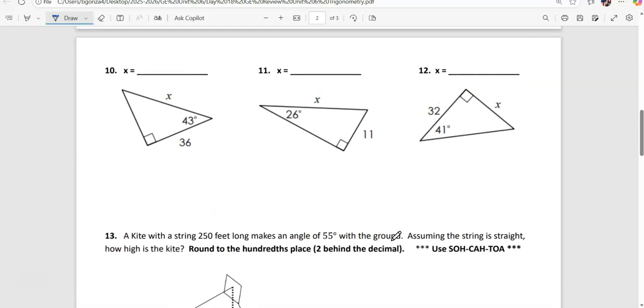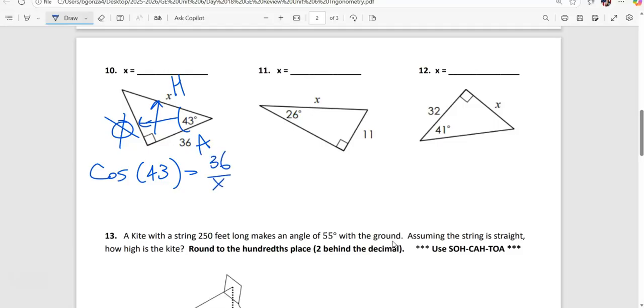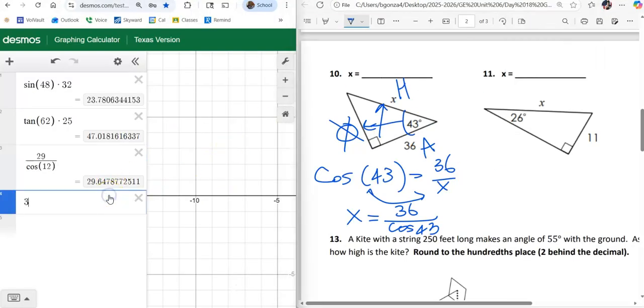Okay, over here we've got even more trig. So we're going to do these a little bit faster. So we have O, which has nothing on it, H and A. A and H is cosine 43 equals A over H, 36 over X. And remember, you switch when X is on the bottom. So 36 over cosine 43. And you get 49.22.